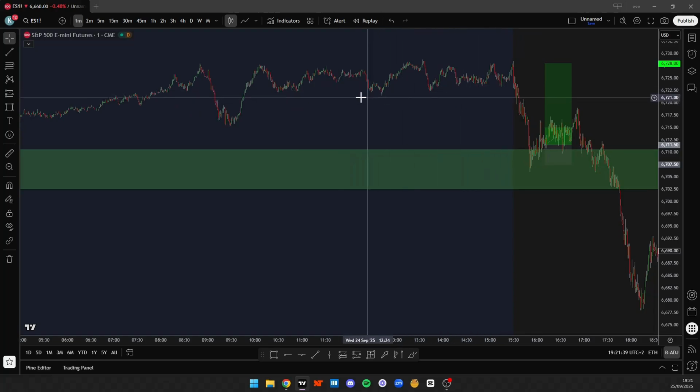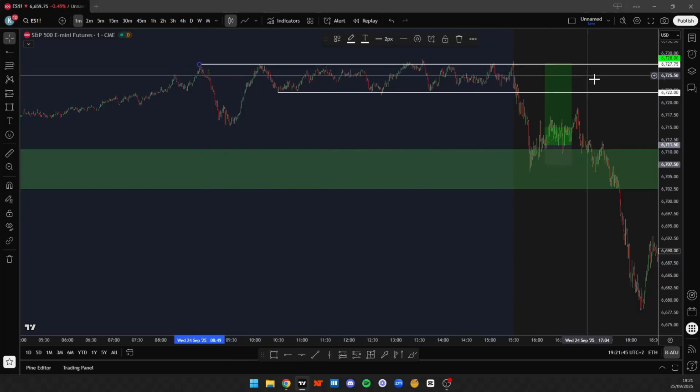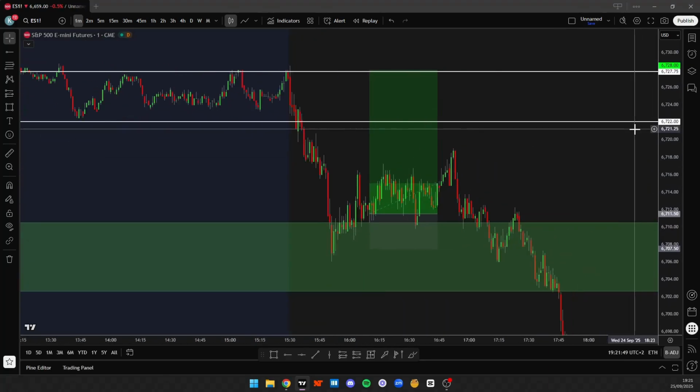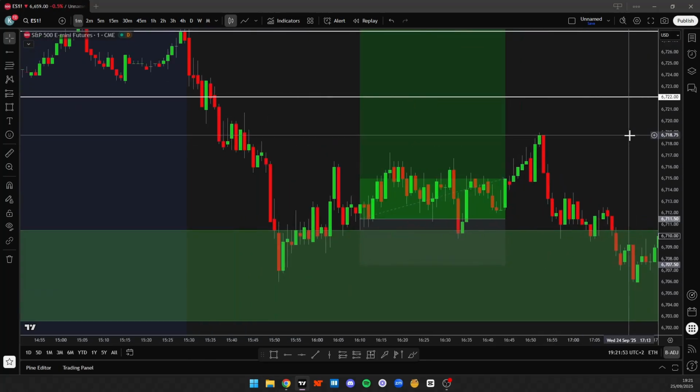You have multiple areas. We have this M1 structure here. We have the M1 resistance over here. These are all good areas to look for targets. And obviously not always your targets will get hit. And for that case, this is why I take partials.